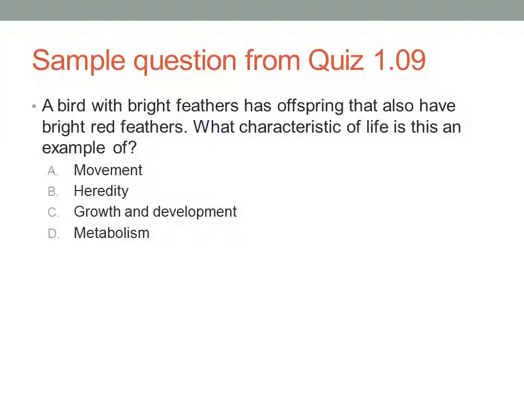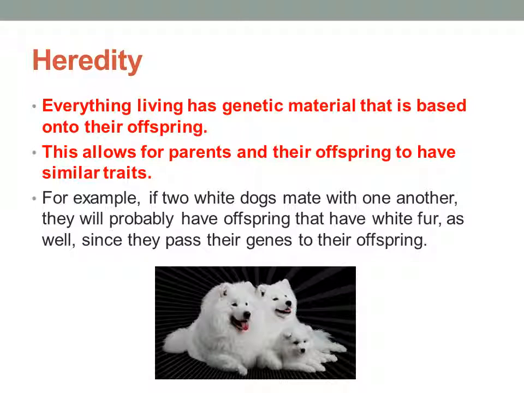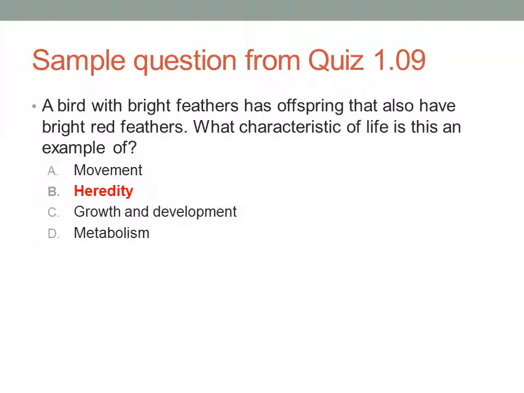Here's a sample question. A bird with bright feathers has offspring that also have bright red feathers. What characteristic of life is this an example of? Is it A, movement, B, heredity, C, growth and development, or D, metabolism? So again, a bird with bright feathers has offspring that also has bright red feathers. What characteristic of life is this? Remember, for heredity, everything has a genetic material that is passed down onto their offspring. This allows parents and offspring to have similar traits. So the best answer for this one would be B, heredity.